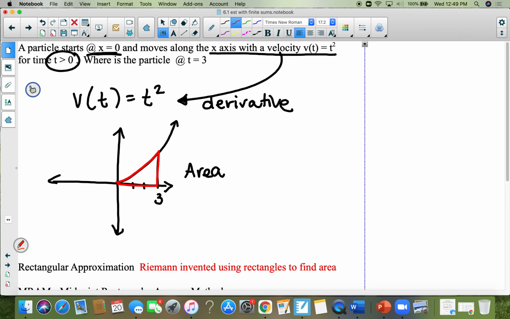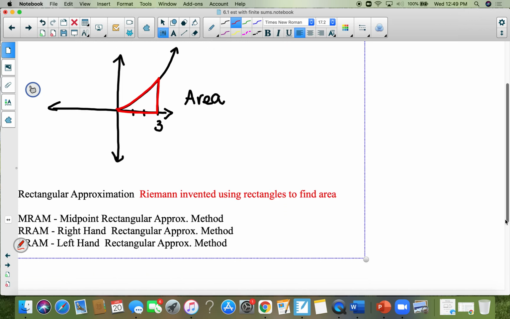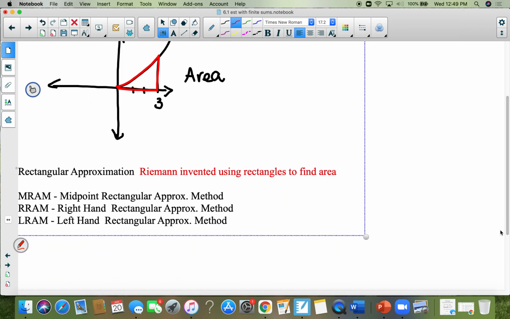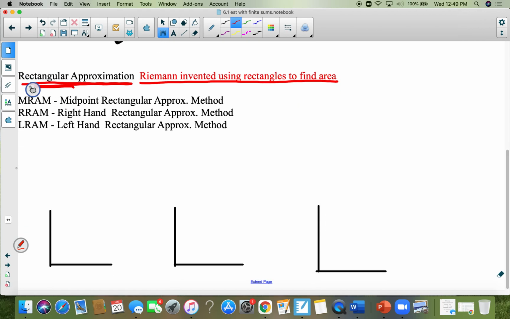And there is no formula in geometry. It's not a triangle, it's not a rectangle, it's not a circle. So we're going to use the rectangle approximation. Riemann invented using rectangles to find the area. There's an MRAM, an RRAM, and an LRAM. And what I'm going to do is I'm going to show you the 3.